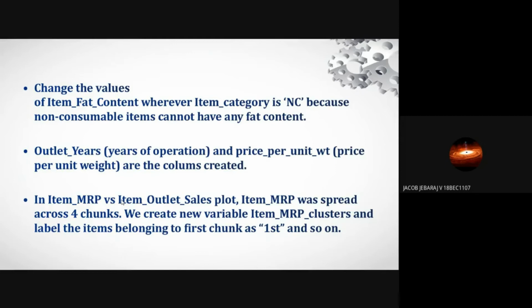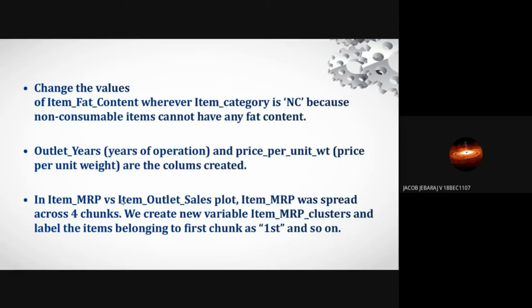And next, outlet year, which means the years of operation, how many years the particular outlet has been in operation. We have created a new column for that. And then price per unit weight: as said before, a particular product can be 50 rupees per kg, and a different product with the same weight and the same rate can be double the rate.